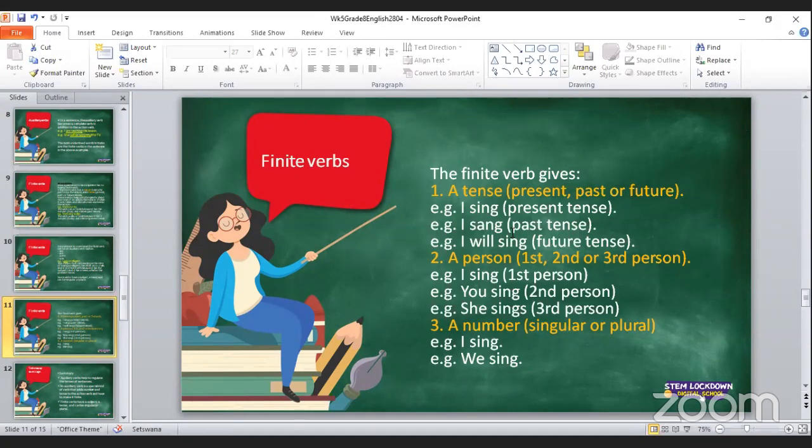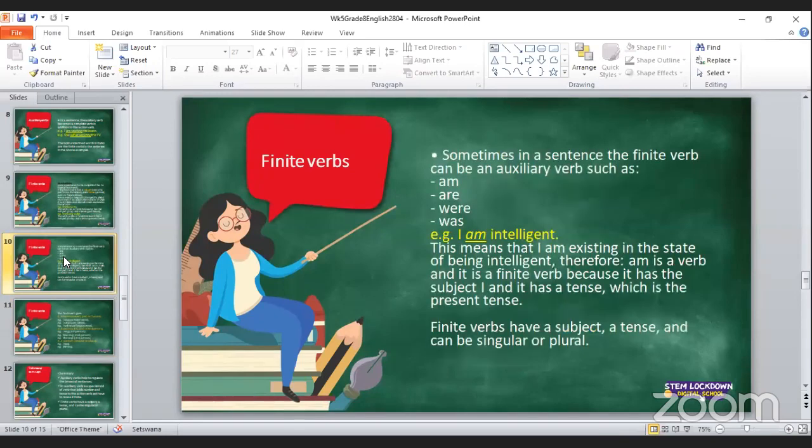Okay, somebody's asking me to go back. Okay, we will go back. So anyway, what I'm going through now is what I went through in the past slide. Remember, in the past slide, I said that a finite verb has a subject, a tense, and it also shows us singularity. Okay, they say I'm too fast. Okay, let us go back to the previous slide.